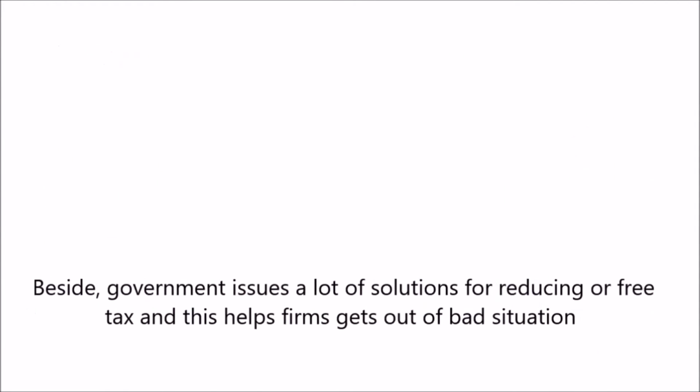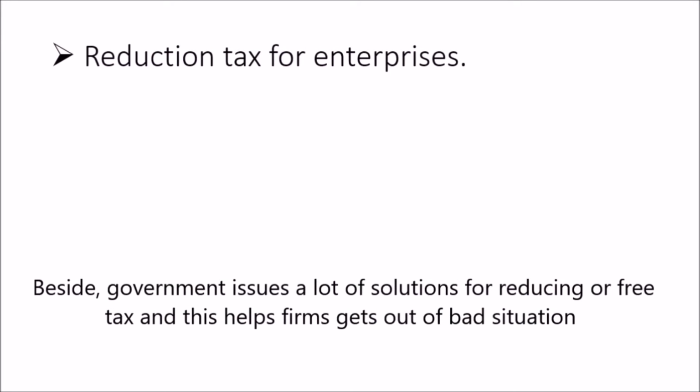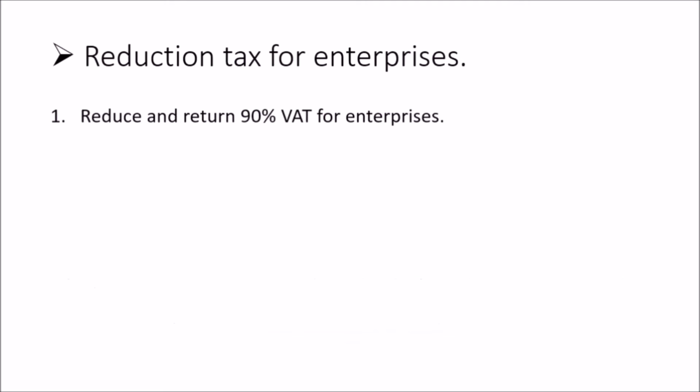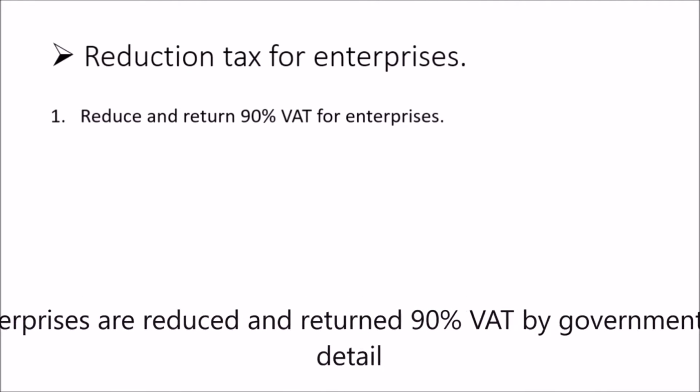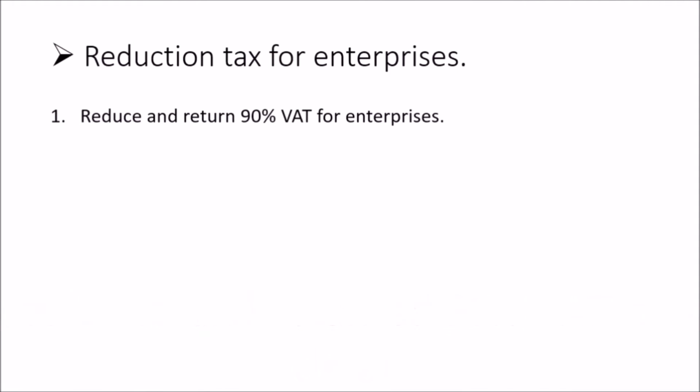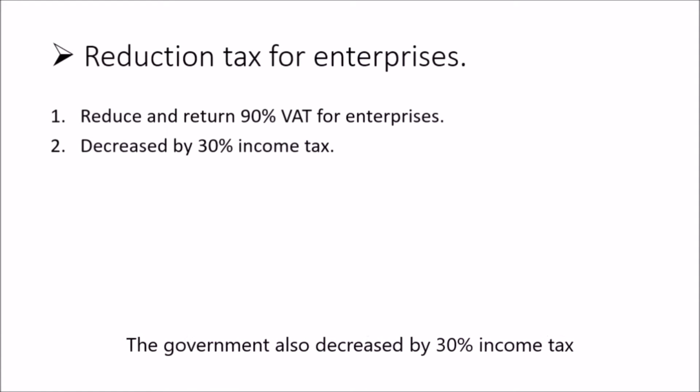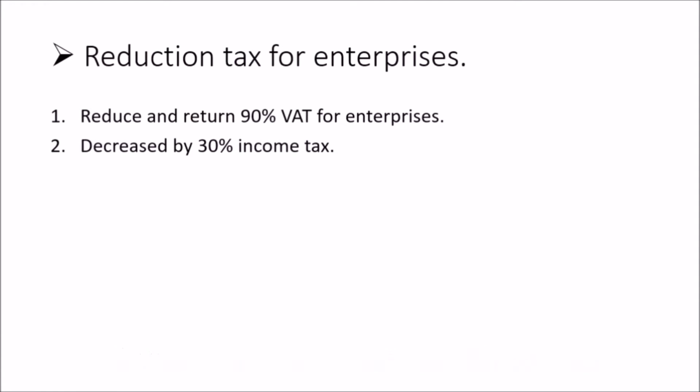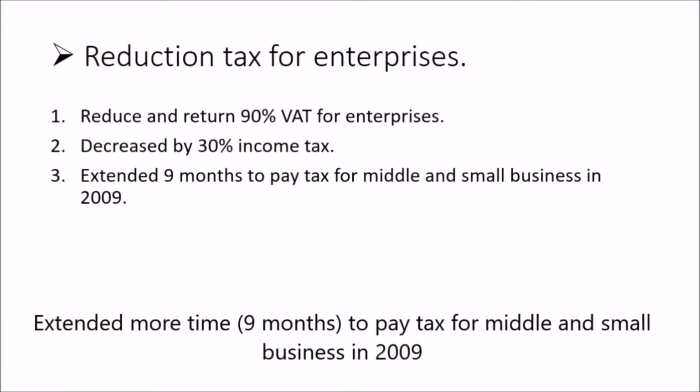Besides, the government issues a lot of solutions for reducing or freeing tax, and this helps firms get out of a bad situation. Enterprises are reduced and returned 90% VAT by the government. In detail, the government also decreased income tax by 30% and extended more time, 9 months, to pay tax for middle and small businesses in 2009.